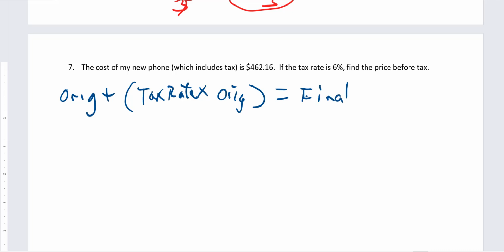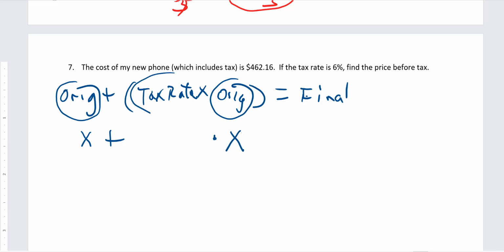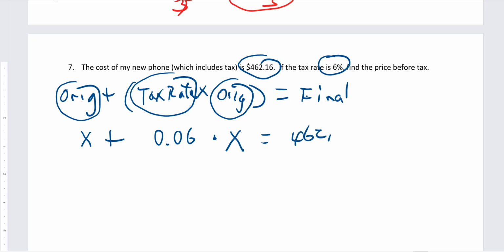So what do I do? I just plug everything in. Do we know the original price? No. That's the thing we're trying to find, so I'll call that X. Again, we don't know the original price, so I'm going to call that X. It's supposed to be multiplied by the tax rate, which is 0.06, however you want to write it. And that's equal to the final price, which we know is $462.16. So this is the equation we're trying to solve.